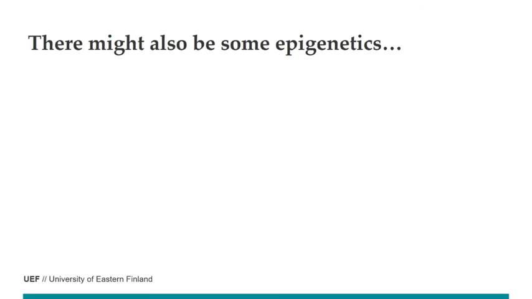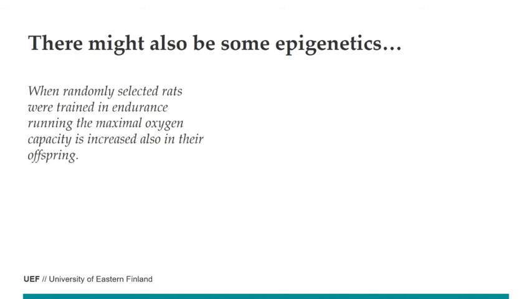But it can also be that these changes affect the next generations. So there might be some epigenetics. There was one study where they had randomly selected rats to have two populations, and on one of them there was endurance running to increase the maximum oxygen capacity, but it also affected their offspring.